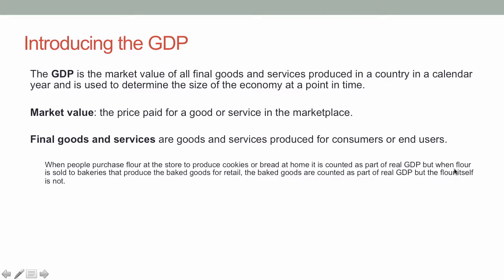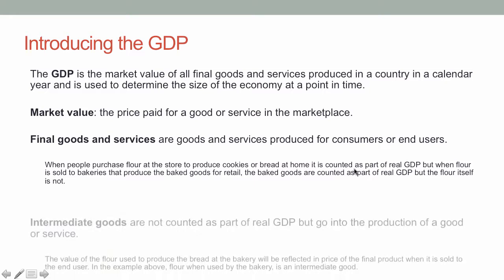However, if that flour is sold directly to a bakery, and then that bakery produces baked goods, such as bread or donuts or cookies or whatever, then the flour is no longer a final good. It's an intermediate good. We'll get to that next. But the baked good itself, when the bakery sells that cake, that is the actual final good. And that's what's counted as part of the real GDP. So you have to be able to distinguish what is a final good or not.